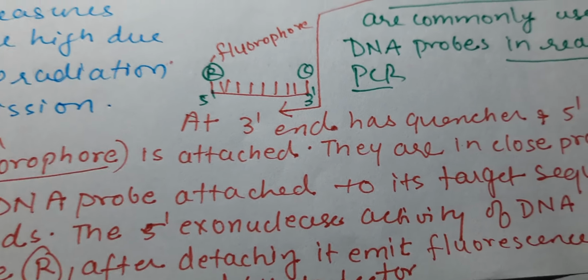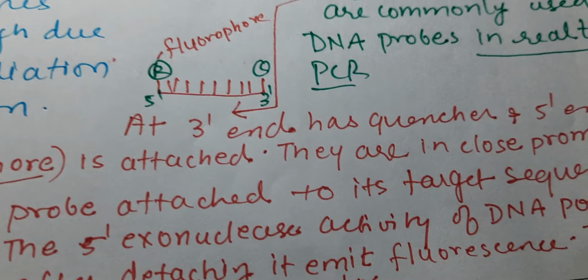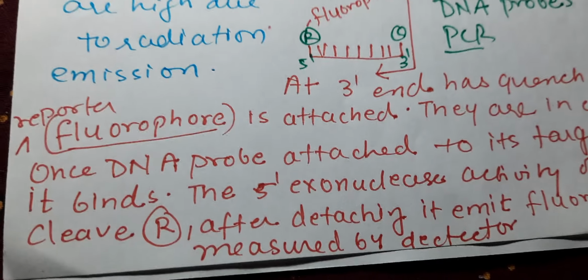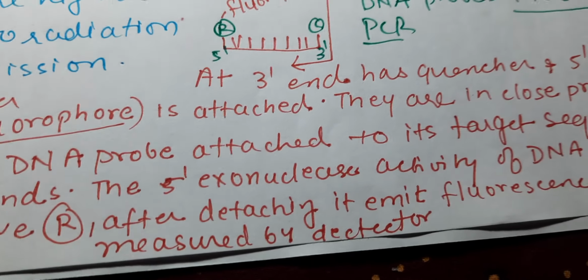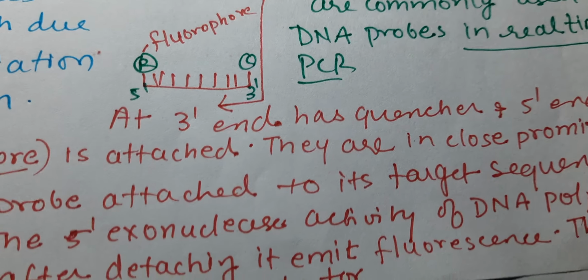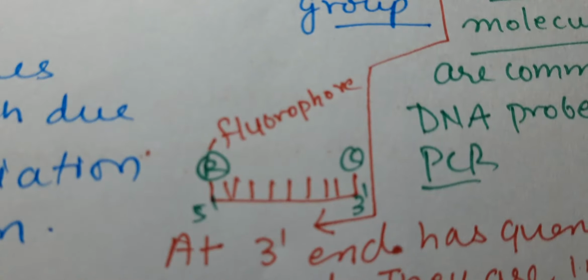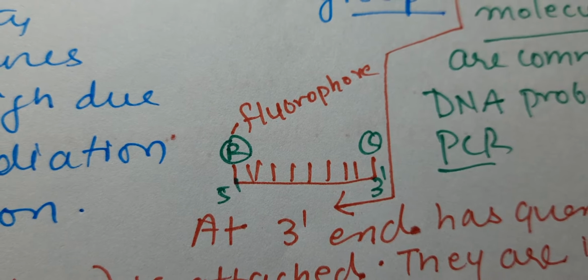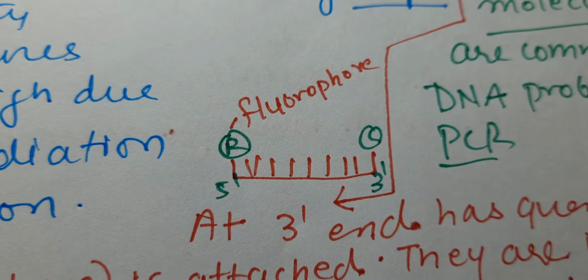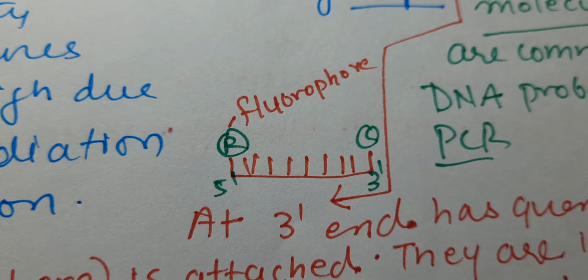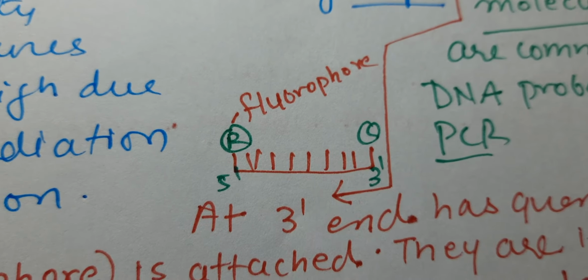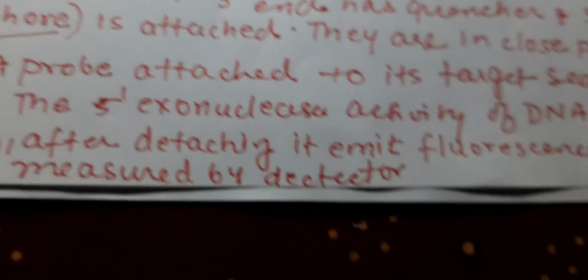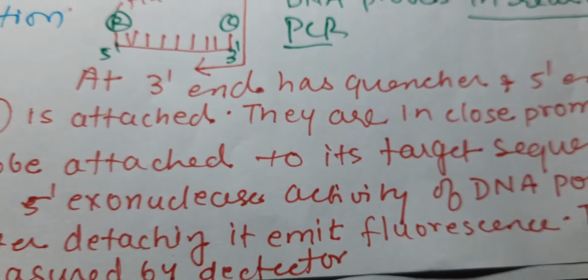Okay, and at the same time, the 5 prime exonuclease activity of DNA polymerase will cleave the reporter, and after detaching, it emits the fluorescence. So what is happening from the 5 prime end? This reporter is detached by the DNA polymerase. DNA polymerase also has the exonuclease activity, and once this is detached, then it is going to emit the fluorescence. This fluorescence is detected by a detector.